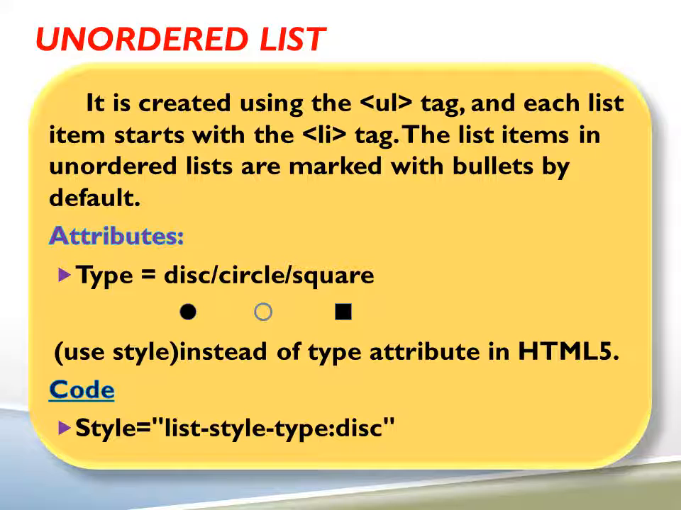instead of the type attribute, in HTML5 we use the style attribute, as type is not supported in HTML5. And so if you want to write this code, you have to use style equal to list-style-type colon disk. So your style attribute will be used for giving the type of the list.